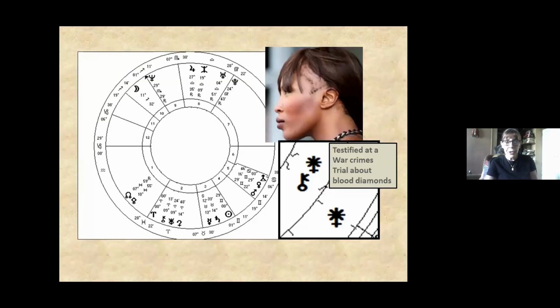So where are we? I don't know why I brought this up other than she is so gorgeous and she has Juno Chiron and she's got alopecia. So there you go with gorgeous people and Juno Chiron. But this is a super interesting story. She was involved in the trial of Charles Taylor. He was a war criminal in Africa. And it was alleged that he gave her a bunch of blood diamonds. And when she testified about those blood diamonds, transiting Juno was hitting her natal Juno Chiron. And so we're talking about decorative items that have to do with harm.